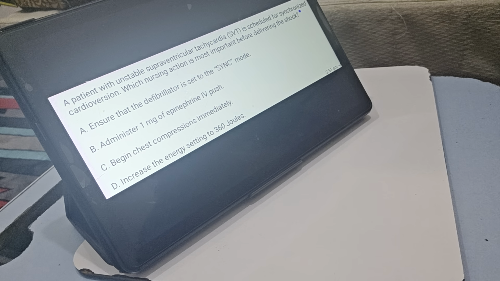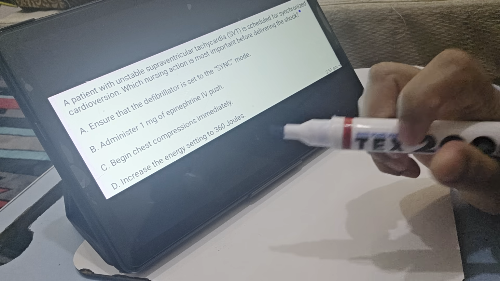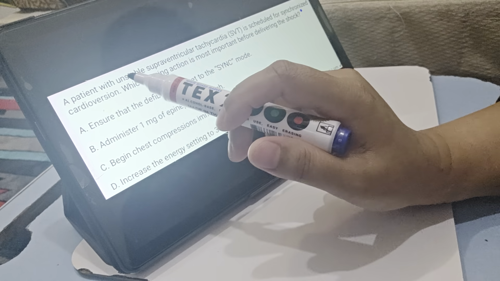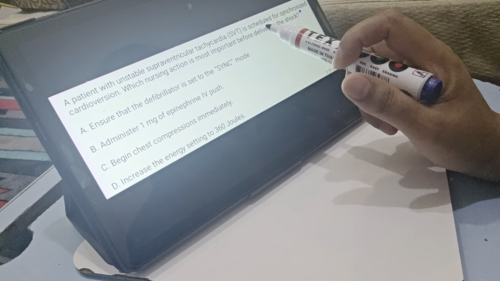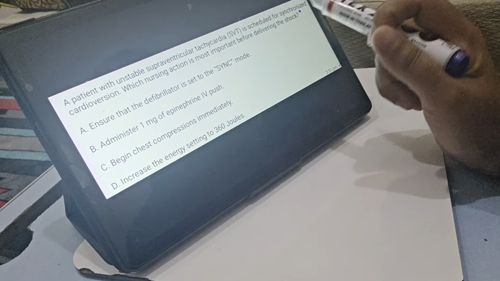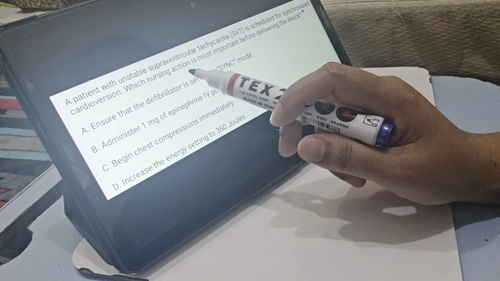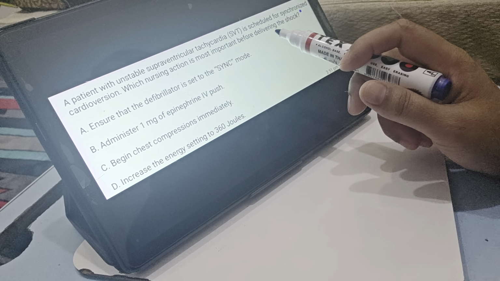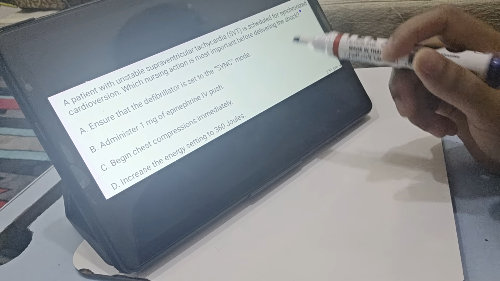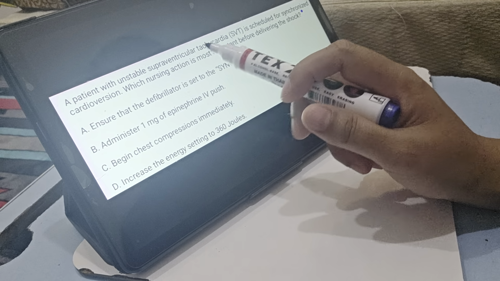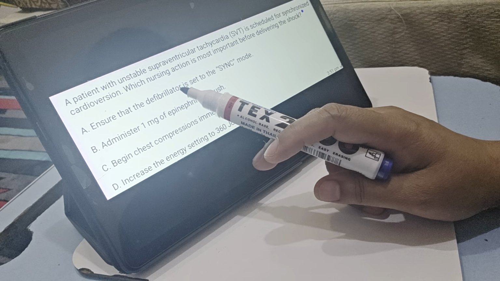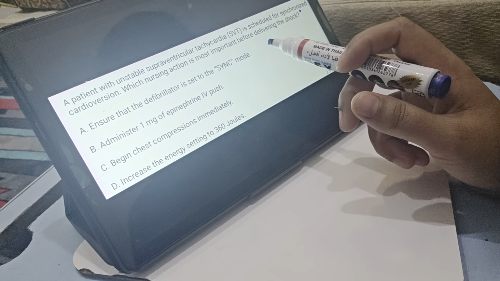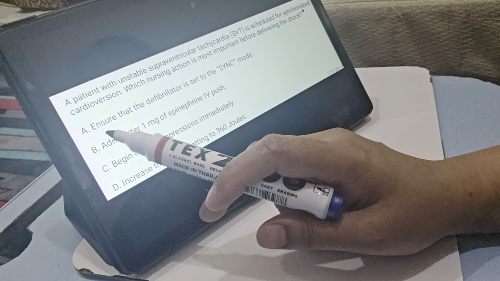Here I will add one more question to understand synchronized cardioversion more deeply. A patient with unstable supraventricular tachycardia is scheduled for synchronized cardioversion. Which nursing action is most important before delivering the shock? So the patient has unstable SVT and is already scheduled for synchronized cardioversion. What is the most important nursing action? We have 4 options.